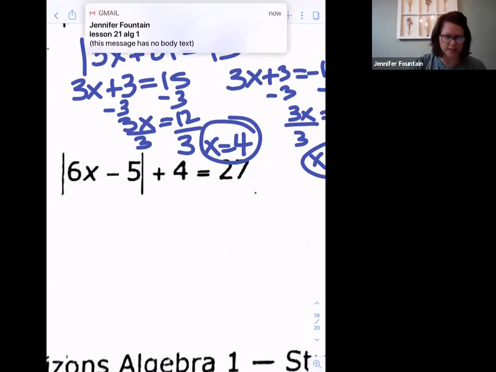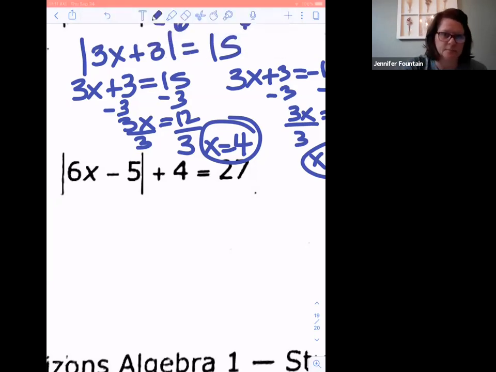All righty, let's get ready and check this one. Okay, we had to isolate the absolute value. To do that, it has a positive 4 with it, so to move it, I have to subtract 4. Oh, let me check our time. Let's go ahead and take a 5-minute break, then we'll come back and check these. All right, take a break.